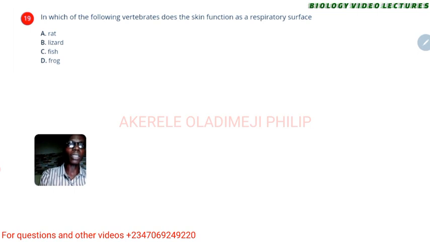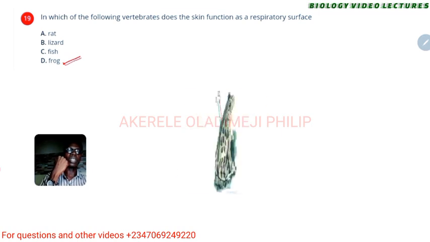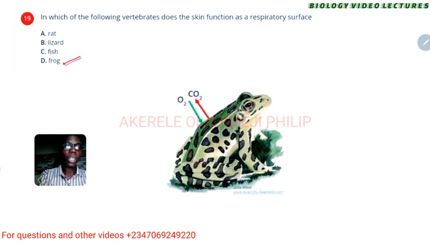In which of the following vertebrates does the skin function as a respiratory surface? Okay, they actually carry out gaseous exchange through their skin surface. The answer to that is frog. Please, fish is wrong because fish does not use the skin surface, it only uses the gills. The water goes through the mouth, over the gills, and oxygen is extracted from there, and carbon dioxide is released along with the water. So this was happening here.